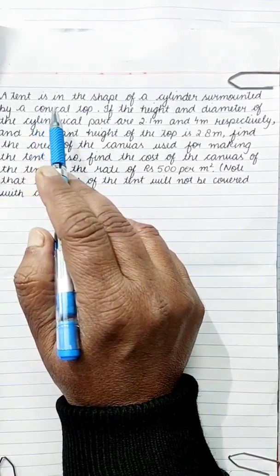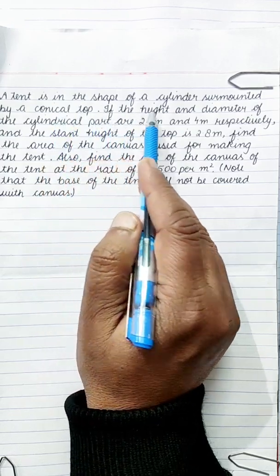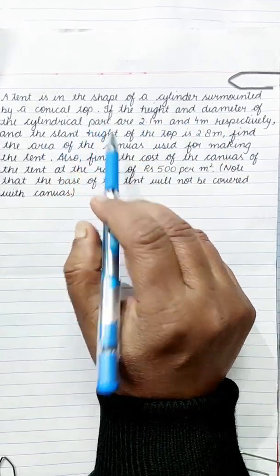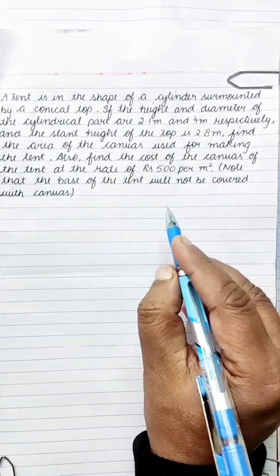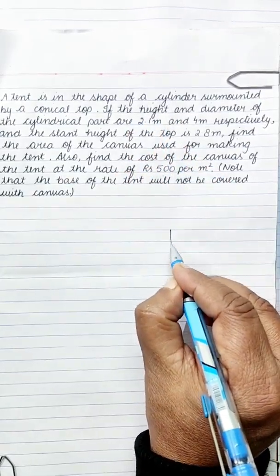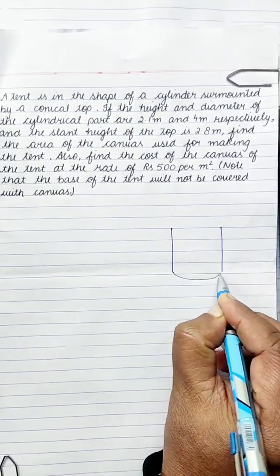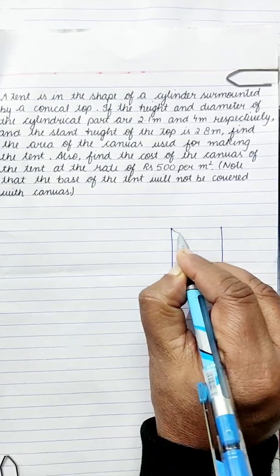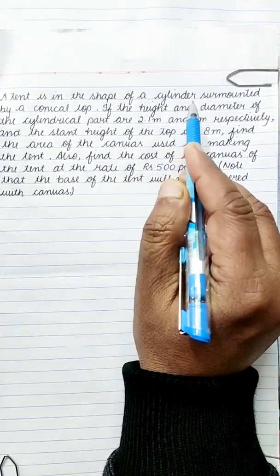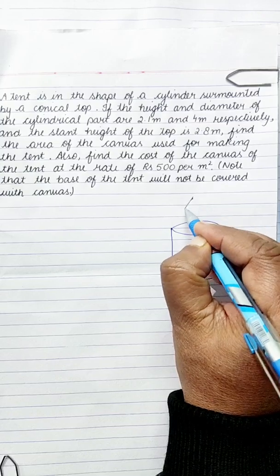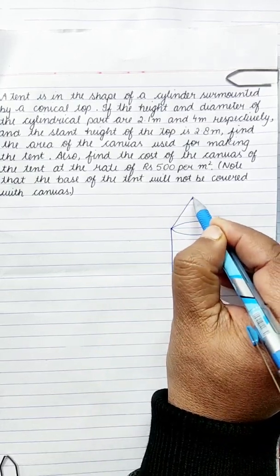Now we have one more question. A tent is in the shape of a cylinder surmounted by a conical top. कैसा टेंट है? टेंट में जो लोअर पार्ट है, that lower part is cylindrical and it is surmounted by a conical top. The upper part is a cone.